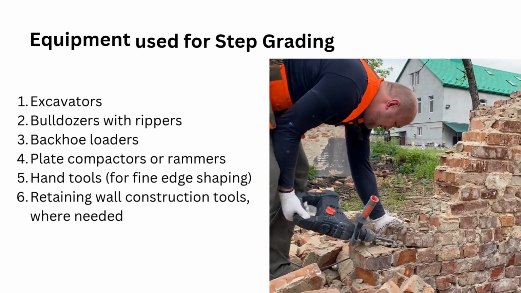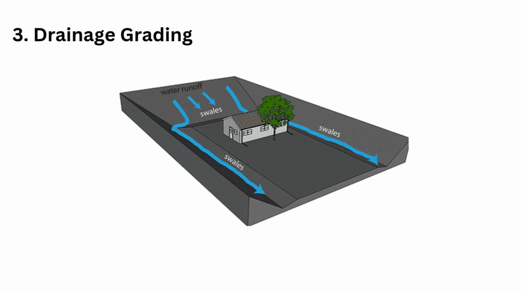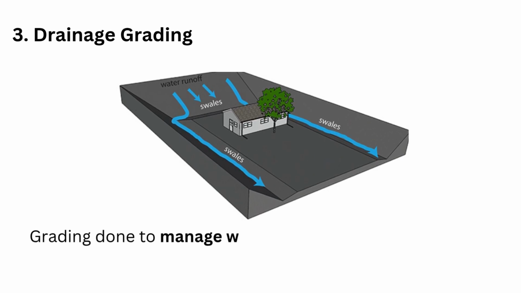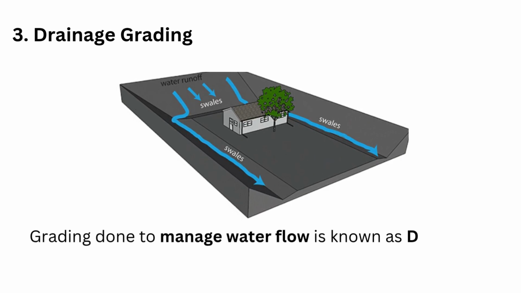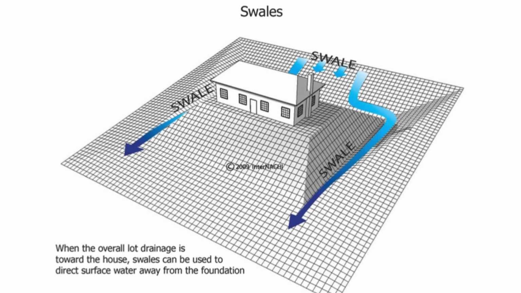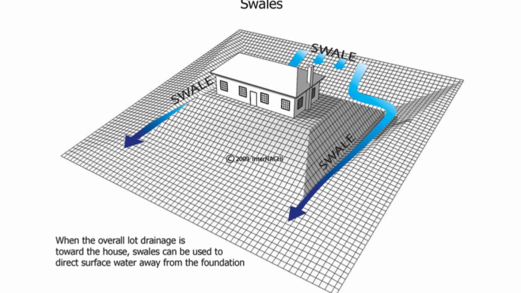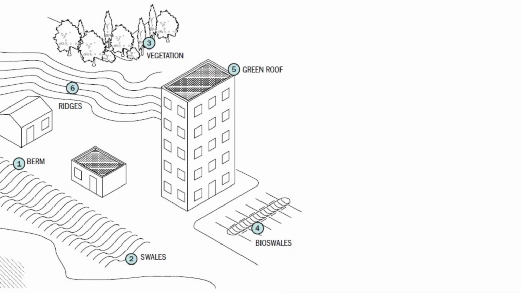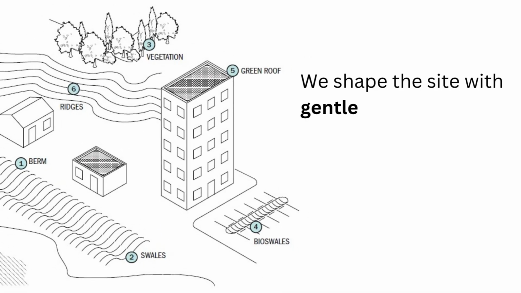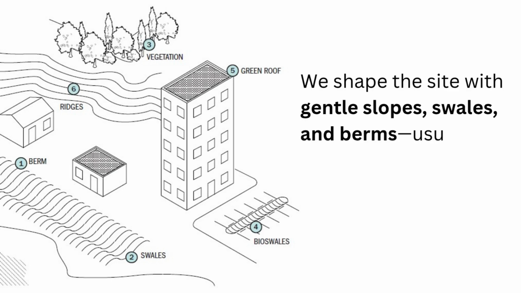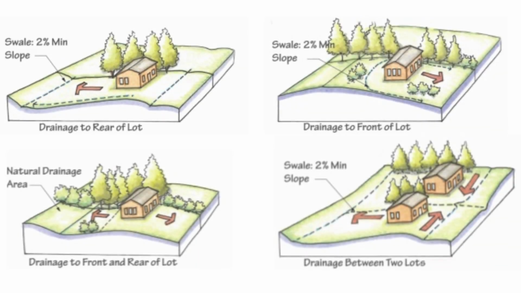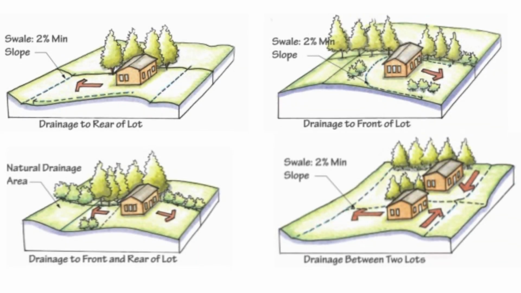3. Drainage grading. Grading isn't always done to create a level surface. Sometimes it's done to manage water flow. This is known as drainage grading. The purpose here is to ensure that water flows away from structures to prevent foundation damage, erosion, or flooding. We shape the site with gentle slopes, swales, and berms, usually without major excavation. Drainage grading is especially important around homes, basements, parking lots, and green spaces.